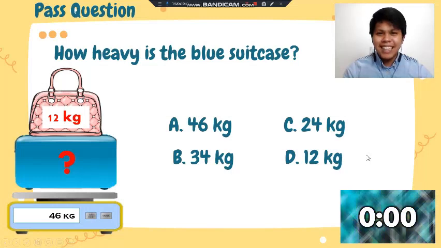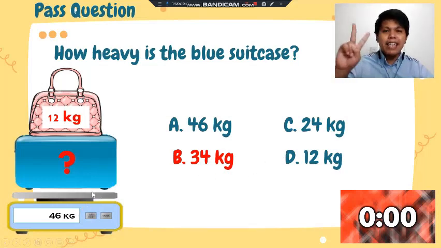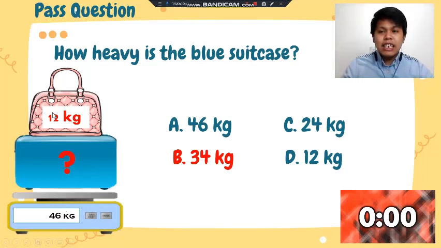Time's up. Let's check the correct answer. The correct answer is B, 34. Why? Remember class, the total weight of these two bags is 46. Now, the pink bag is 12 kilograms. Now you just need to subtract 12 from 46 and you will get 34. To check if your answer is correct, you may add 12 plus 34 and it will be equal to 46.